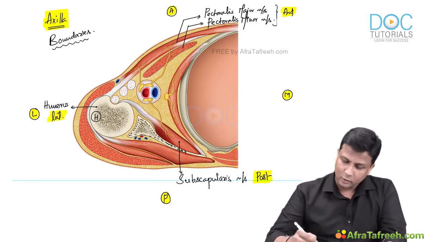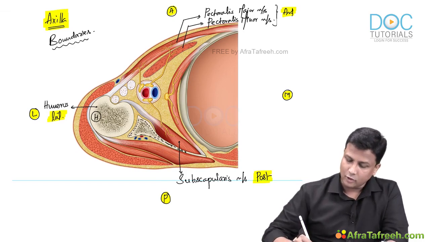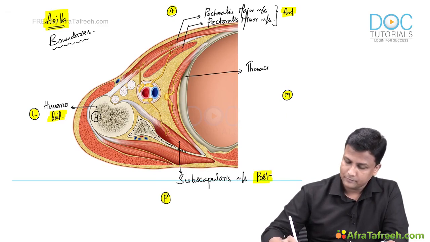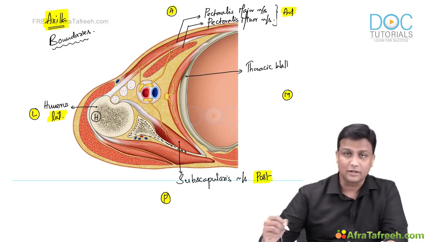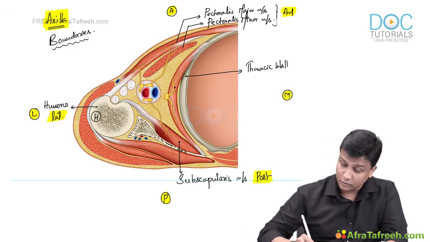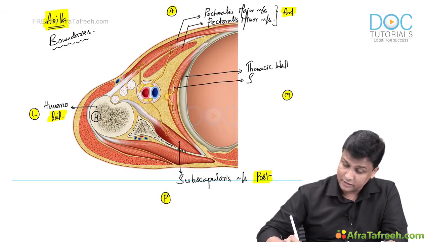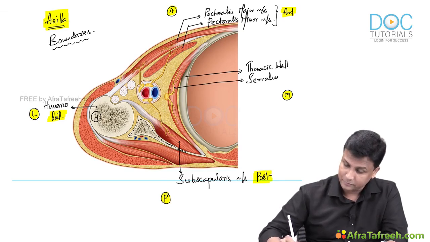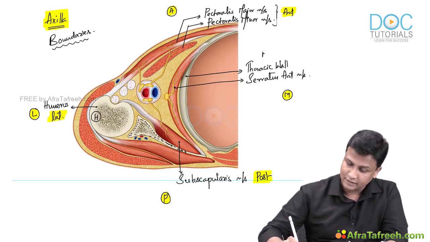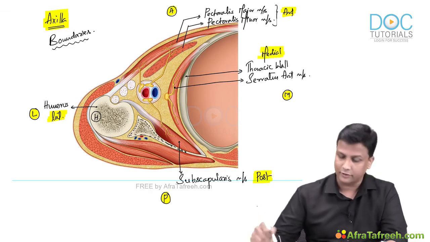Now the last and final thing which is left out here is the medial boundary, and on the medial side we are able to see here the thoracic wall. Attached to the thoracic wall here, this muscle will be your serratus anterior muscle, guys. This is serratus anterior muscle, and that is actually forming the medial boundary of the axilla.